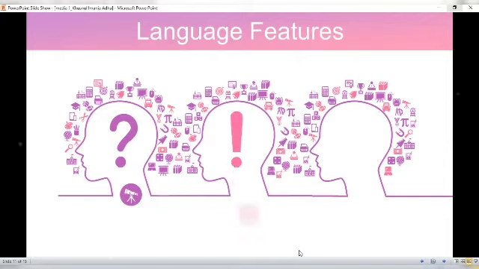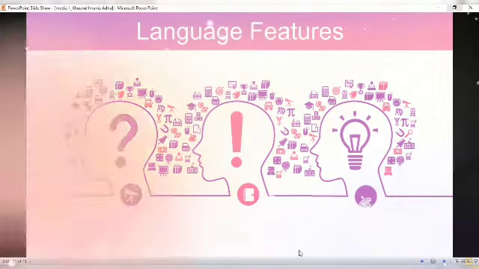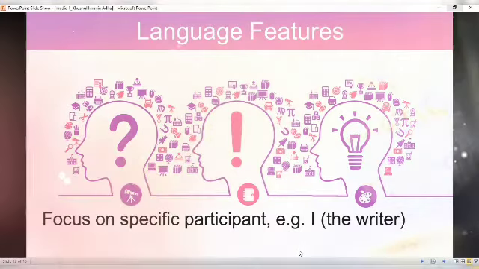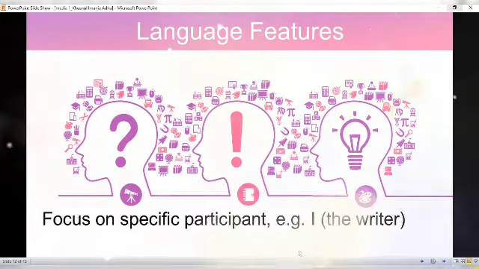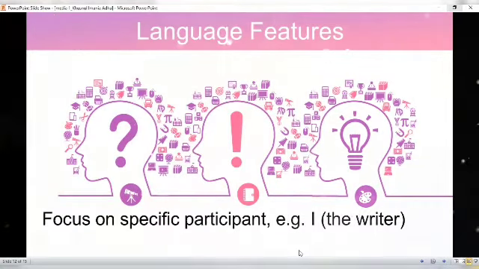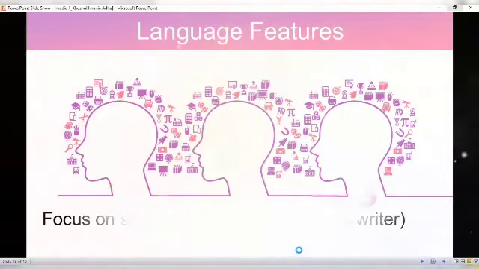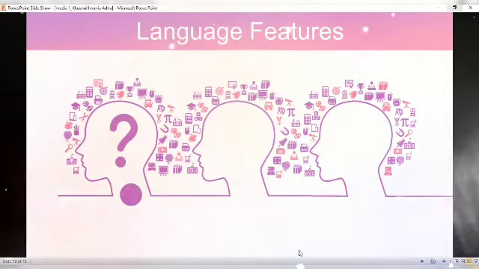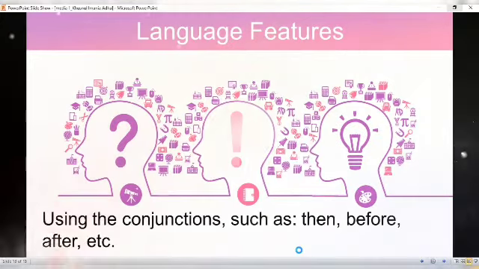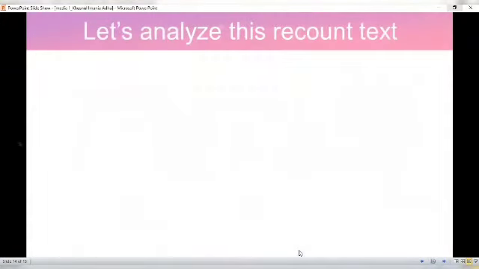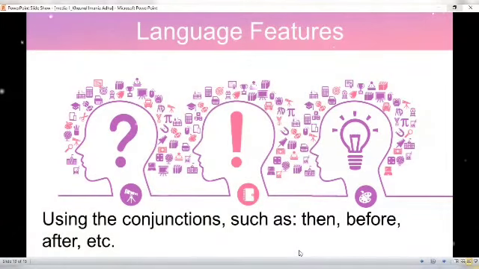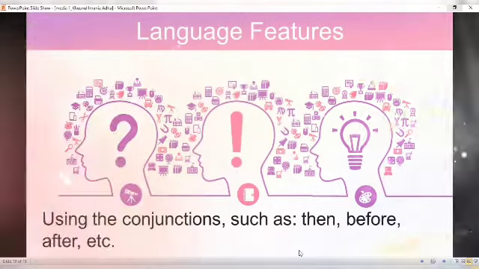The next language feature is focus on specific participants, such as I, we, or the writer. And then the next language feature is using conjunctions, such as then, before, after, etc.